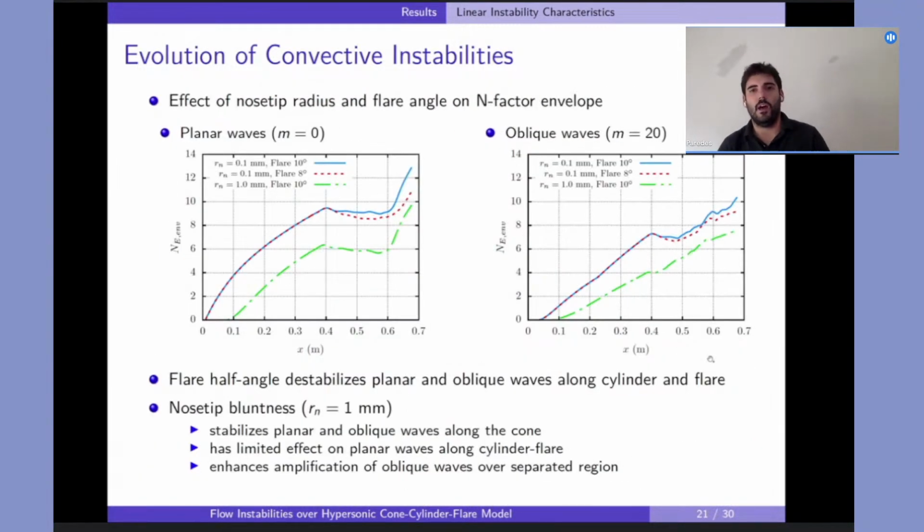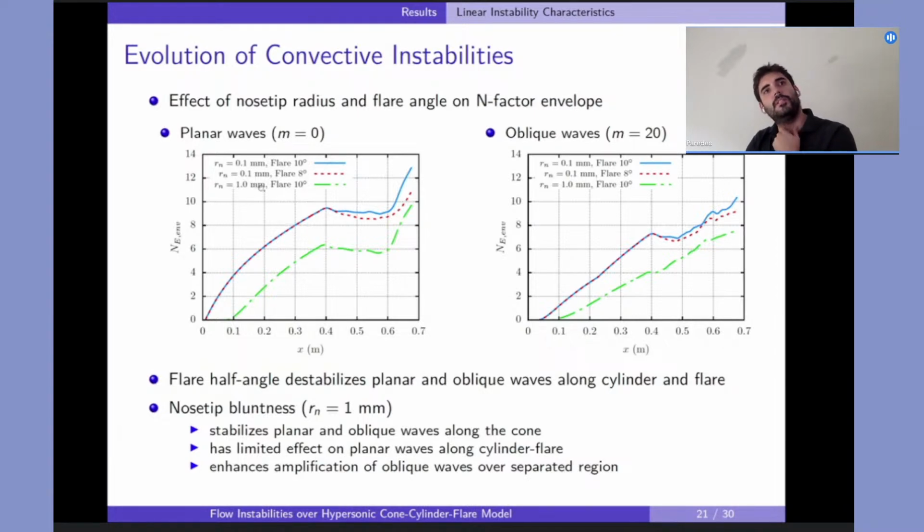All right. So now what we also plot here is just the N-factor envelope for different configurations. As I mentioned, we're going to study also the effect of the flare angle and the nose radius. So what these plots are showing is the N-factor envelope for all the different disturbances, planar and oblique, with different frequencies. For the same configuration of the experiment, that's the 0.1 millimeter nose with a flare of 10 degrees. That's the blue line on the left for planar waves and on the right for oblique waves. And then we change the flare angle, we reduce it to 8 degrees, or we change the nose radius to 1 millimeter.